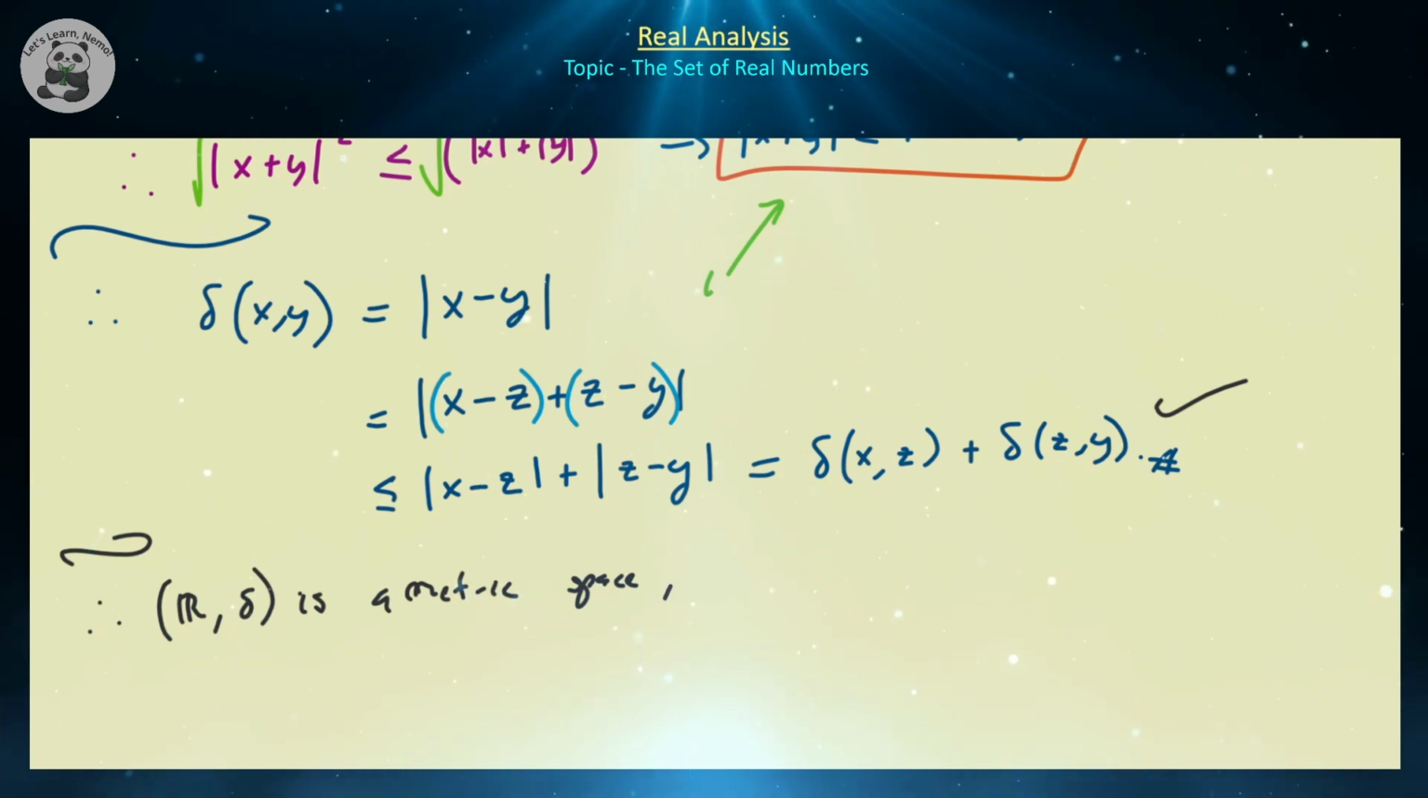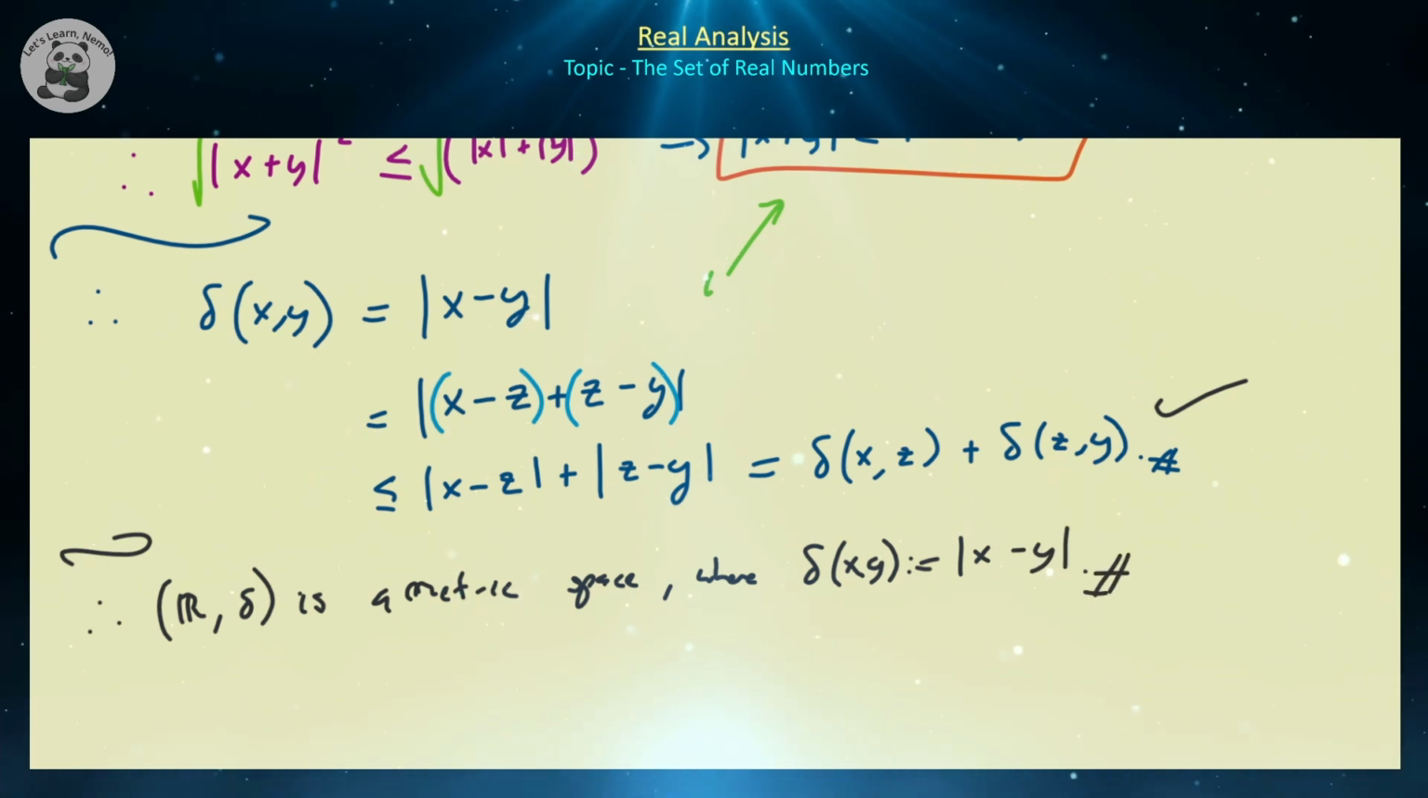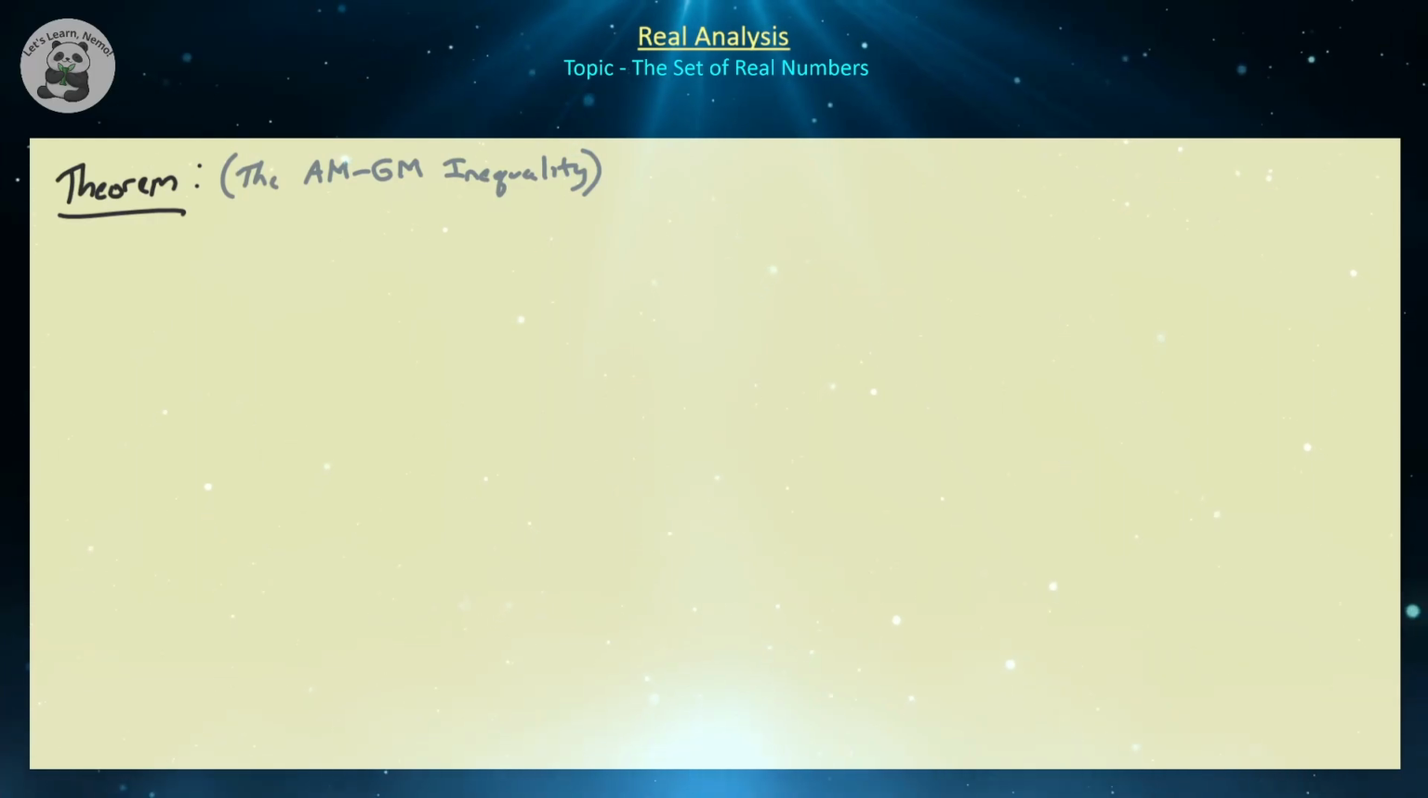And again, sometimes it's useful to remind our audience that this delta is not just any metric, but it's the metric delta xy defined to be equal to the absolute value of x minus y, because it's possible that you change this function and our delta is no longer a metric space. So up to this point, we've reviewed some of the important foundational axioms for the set of real numbers, and we've also shown that the set of real numbers, together with the absolute value function, can form a metric space.